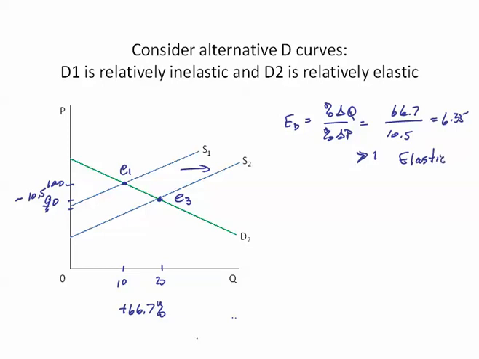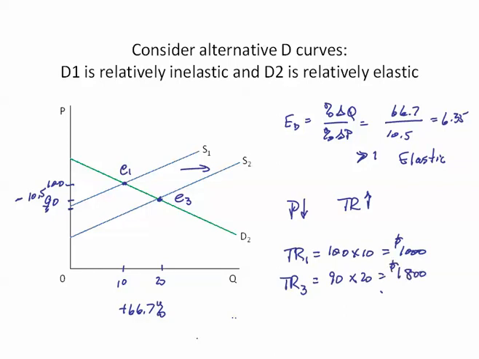Now what happens then when price falls along an elastic demand curve? Price falls and total revenue goes up. Why? We attracted more customers in through our price fall than we would have lost revenue per unit. So let's take a look. Total revenue 1 is equal to 100 times 10, or $1,000. That was our beginning point, and total revenue 3 is equal to $90 times 20, and that's $1,800, and that's $800 to the good.